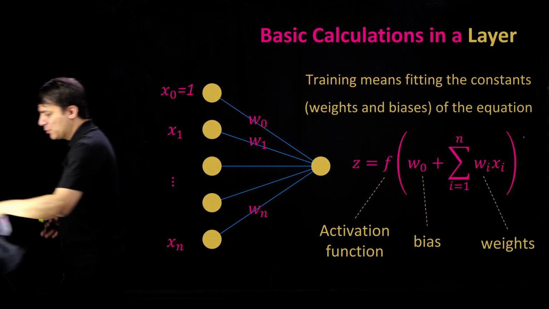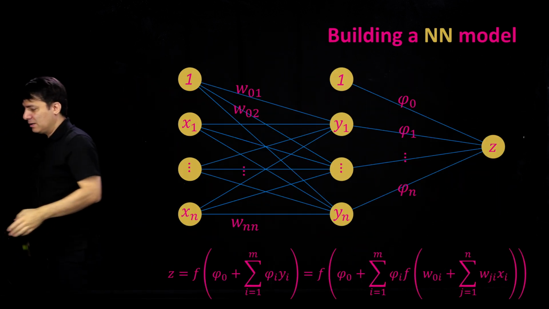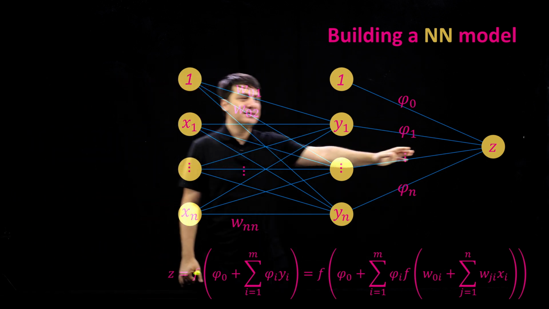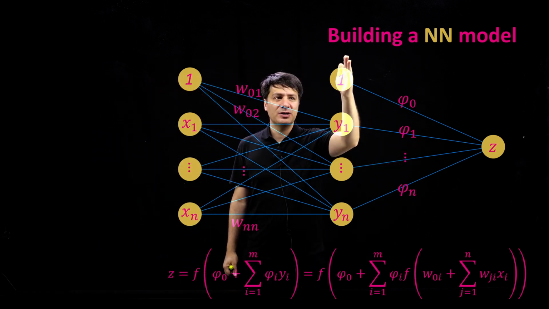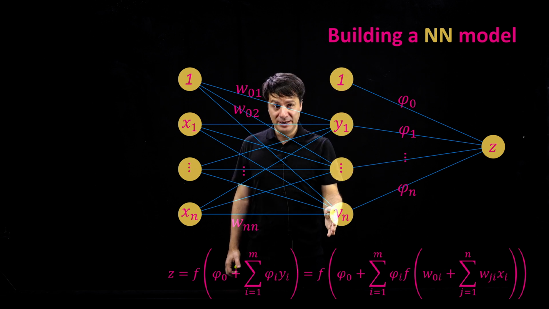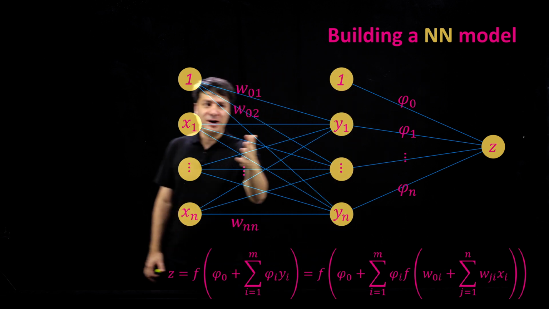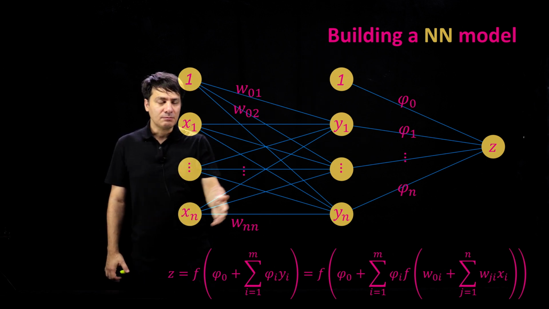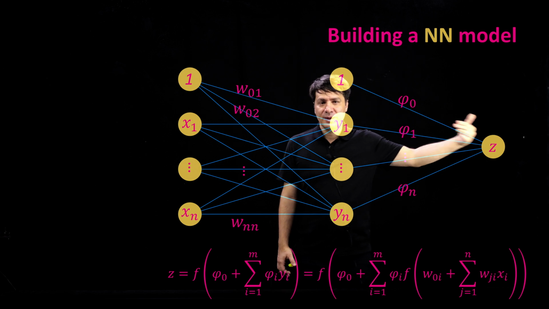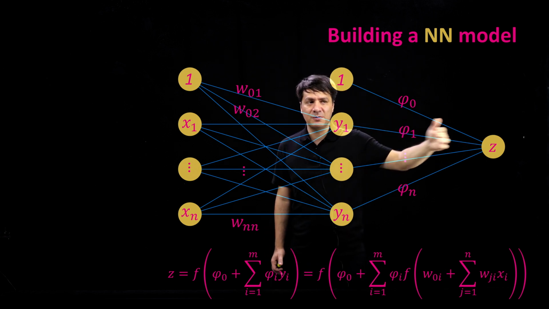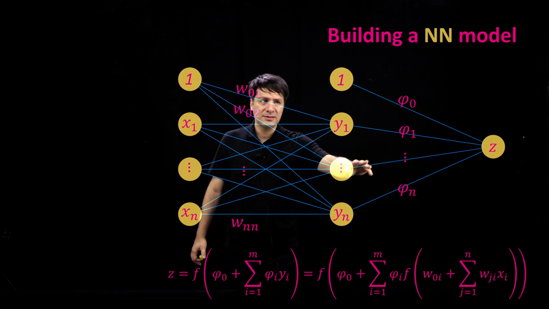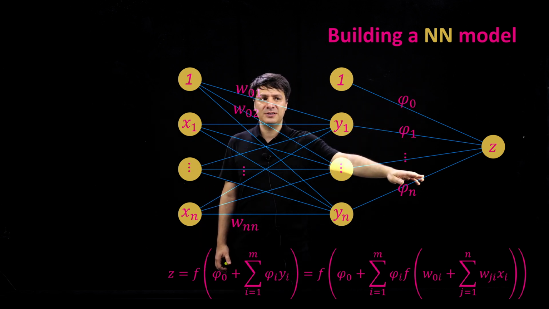I can make it more complex by adding a second layer now. So now the z is a function of a bunch of middle parameters, y1 to yn. And those functions are all functions of initial inputs x1 to xn. It makes it easier if you go in a back propagation, from backward calculation. So z is the function of all the y's and all the constants, phi0 to phi n.